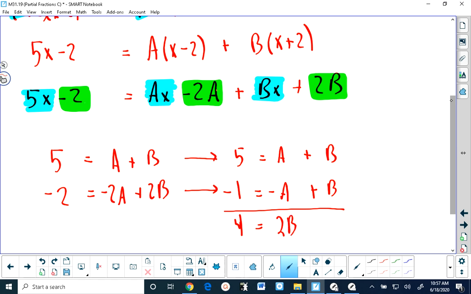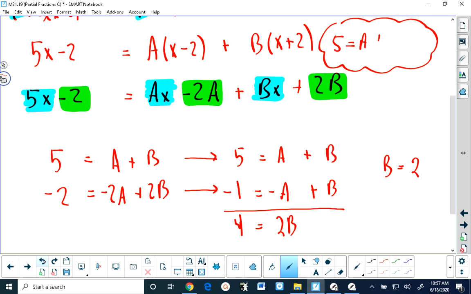And that tells me that b is equal to 4 divided by 2, which is 2. If I want to find a, then I can use the fact that 5 equals a plus b. And b we've already established is 2. Well, that tells me now what a is equal to. a is equal to 3.